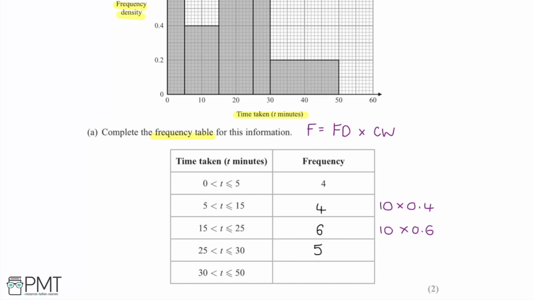Finally we have a class width from 30 to 50, so the difference is 20, and the height is 0.2. So 20 multiplied by 0.2 gives us an answer of 4 here. As for how the marks are awarded, you would get the first mark for getting 2 of the frequencies correct, and then the second mark is for a fully correct final answer of all 4 frequencies calculated from the histogram.